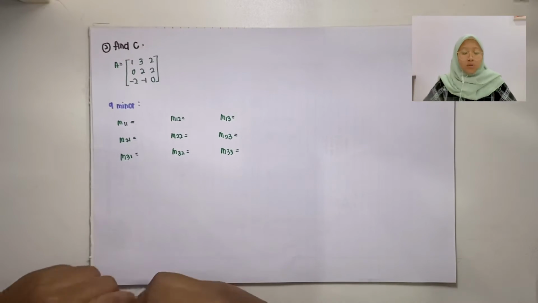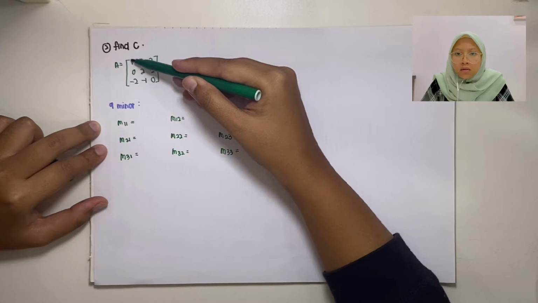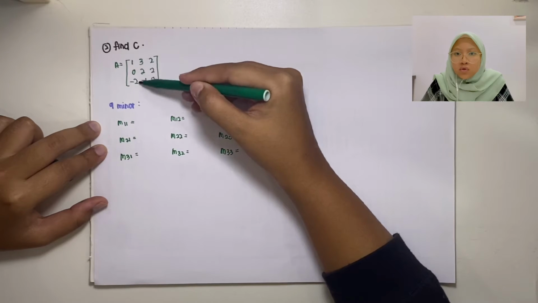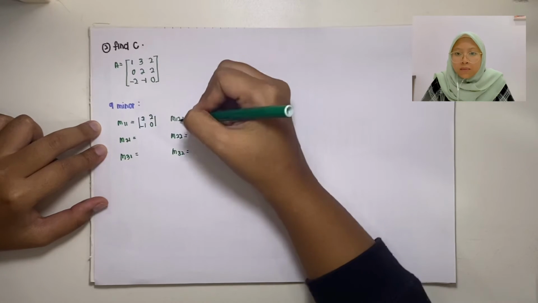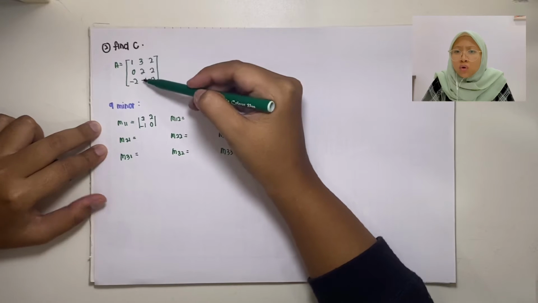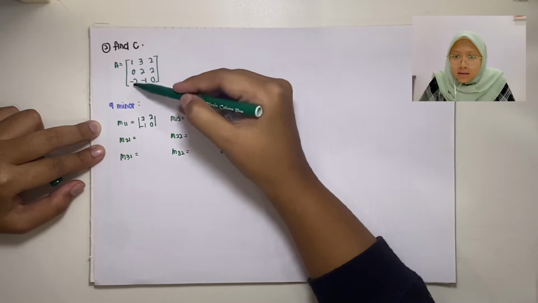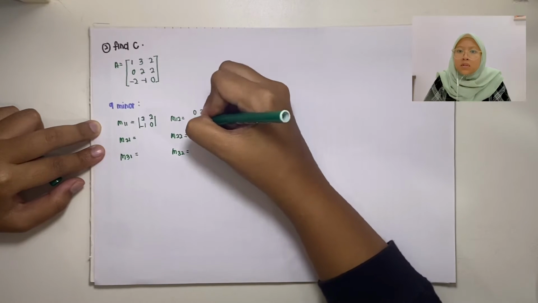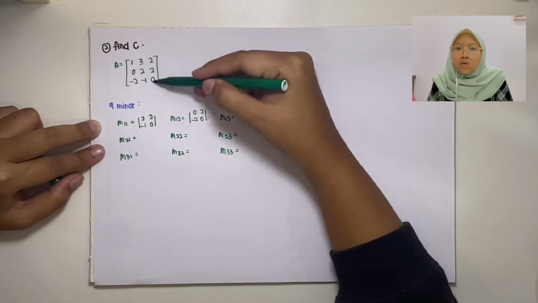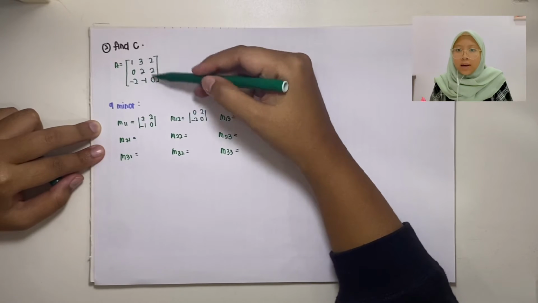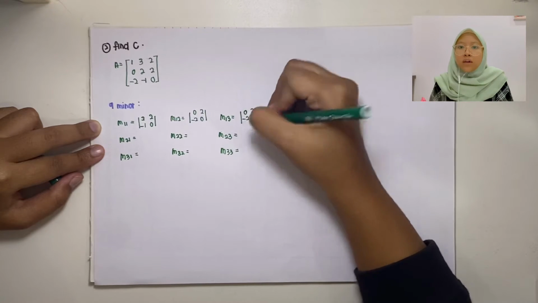Then for M11, which is row 1, column 1, we take the opposite, which is 2, 2, negative 1, 0. Then for M12, row 1 and column 2, we take the opposite, which is 0, 2, negative 2, 0. Then for M13, row 1, column 3, we take the opposite, which is 0, 2, negative 2, negative 1.